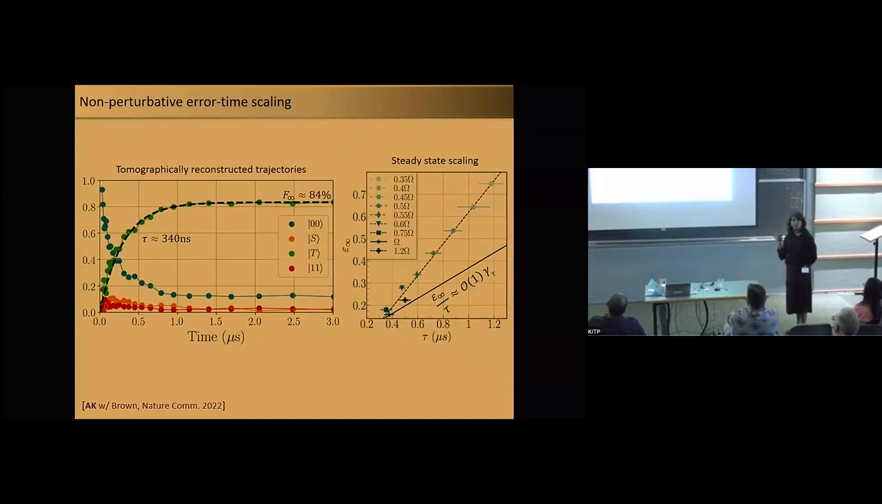So people who work on these hardware platforms, they know how coherent leakage is a big problem. But in fact, it was weak enough that it did not change the scaling, at least the form of the scaling we predicted. It just made it a little steeper.